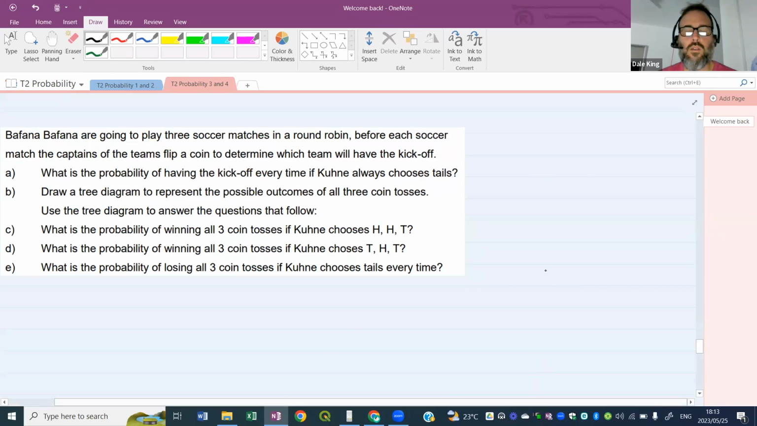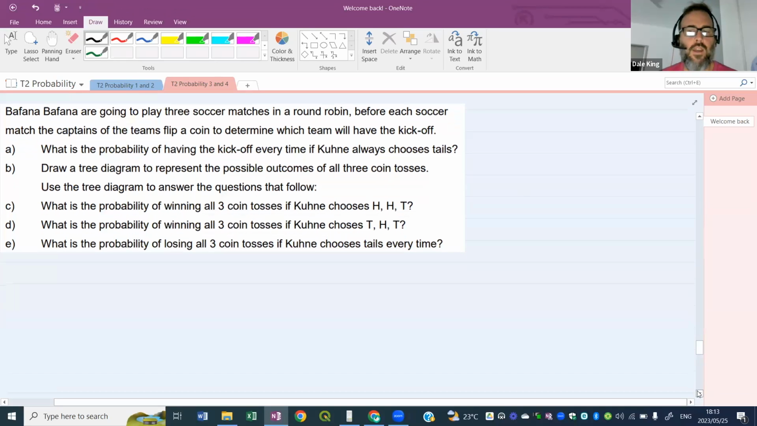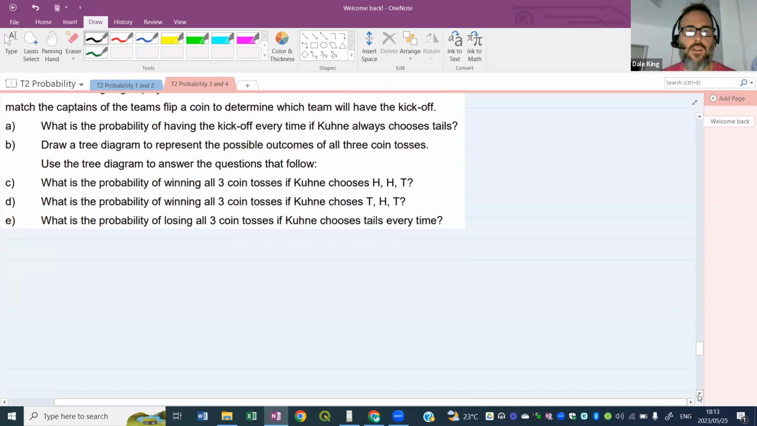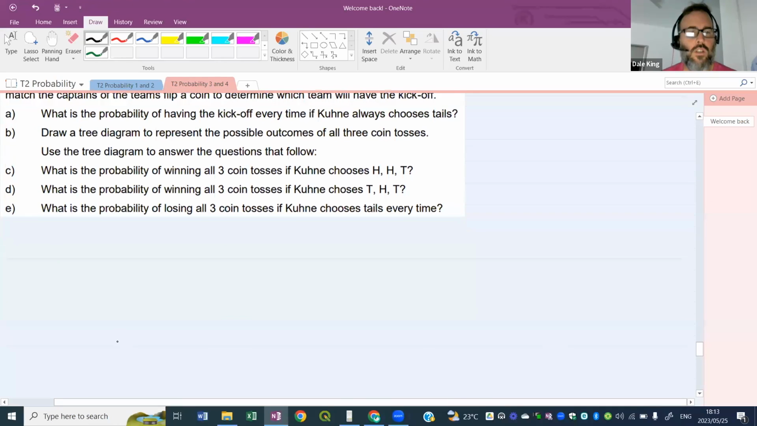All right, let's get cracking with our tree diagrams. I'm going to draw it underneath here, and then I'm going to move it up to the top right-hand side so we can do the questions. So let's start here at the bottom. They toss the coin 3 times, right? The first time they do it, there are only 2 options. You can get heads or you can get tails. So there's 2 branches, heads or tails.